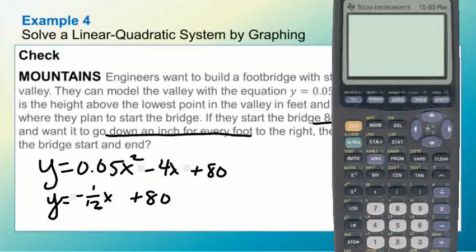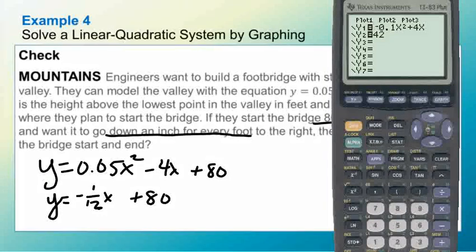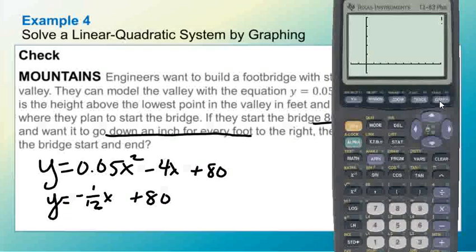Now if we go to our calculator and plug those in, here we have 0.05x squared minus 4x plus 80. That's going to be the valley. Now the bridge is going to be represented by the linear equation, which would be negative 1 divided by 12 x plus 80. And then if I hit graph, there's the valley.